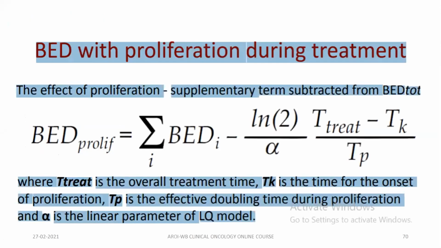So we have also taken into consideration the overall treatment time. When you are giving external beam radiation, this is the BED, the biological effective dose. And if you prolong your treatment too much, this factor that you see, which is subtracted, is due to the potential doubling time or due to the tumor proliferation. So if you protract your treatment too much, you will end up losing 1 gray per day almost.